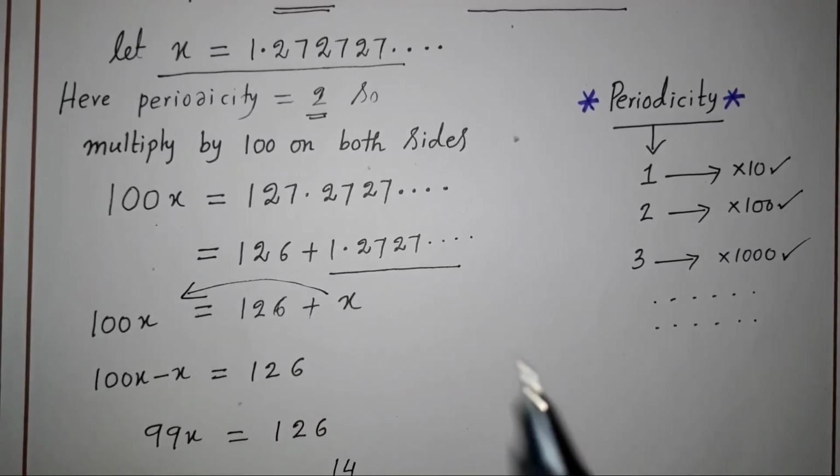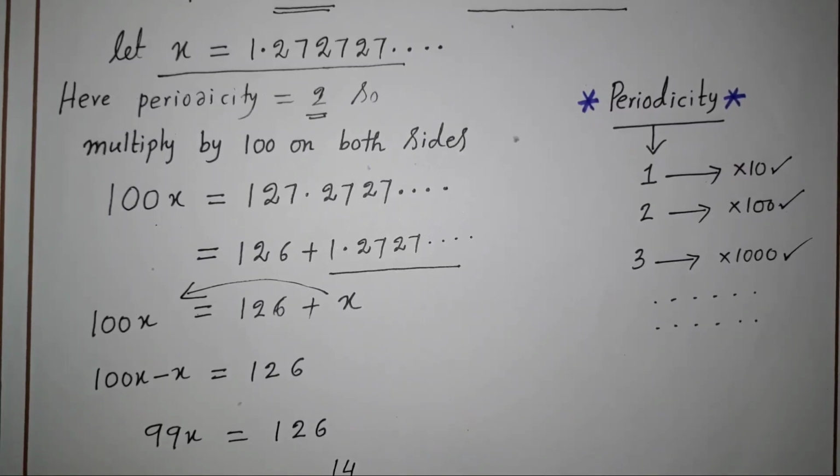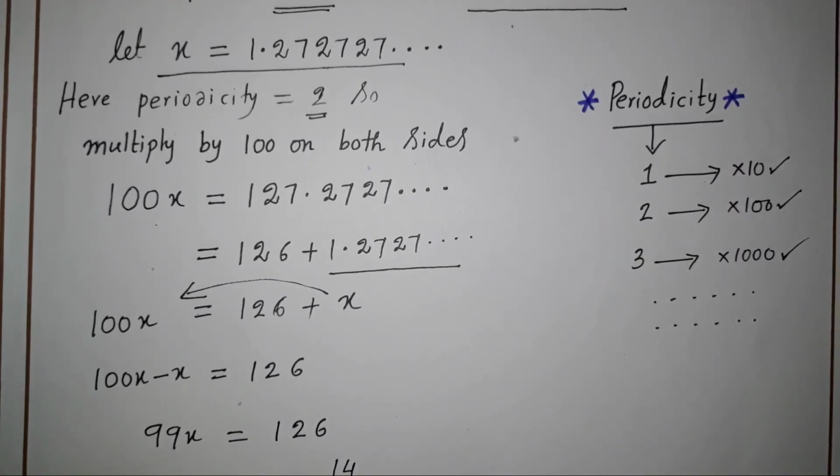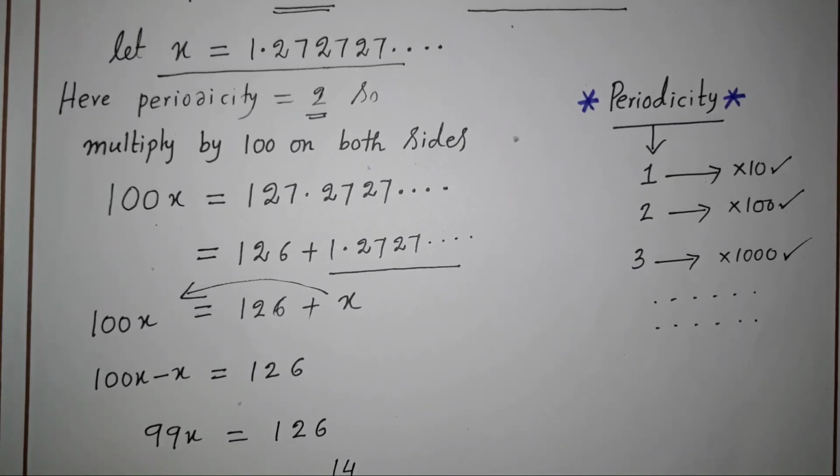Transpose this plus x to this side. 100x minus x is equal to 126. 99x is equal to 126. So x is equal to 126 by 99. Then you can cancel by 9: 14 by 11, which is the simplest form, that is called a rational number, which is in the p by q form. So that non-terminating repeating decimal 1.27 bar is expressed as 14 by 11.